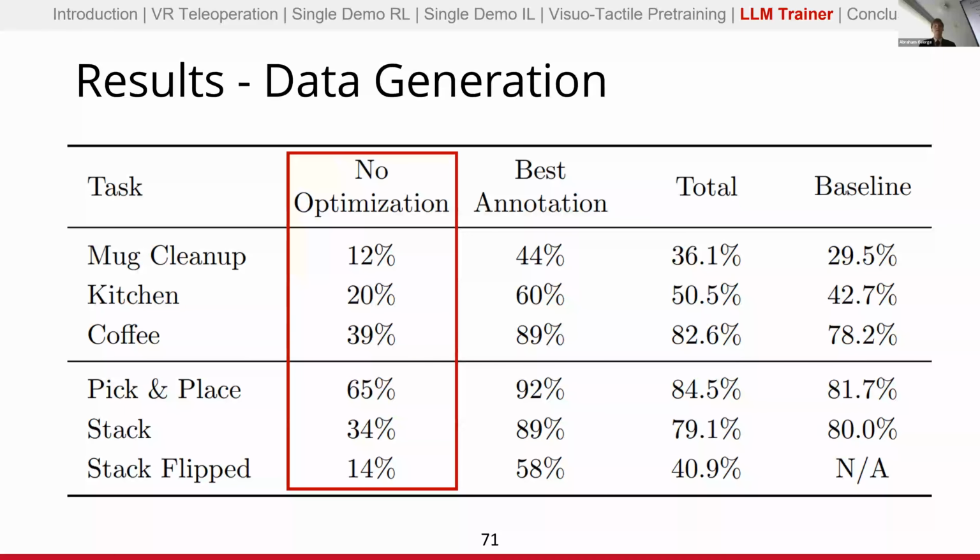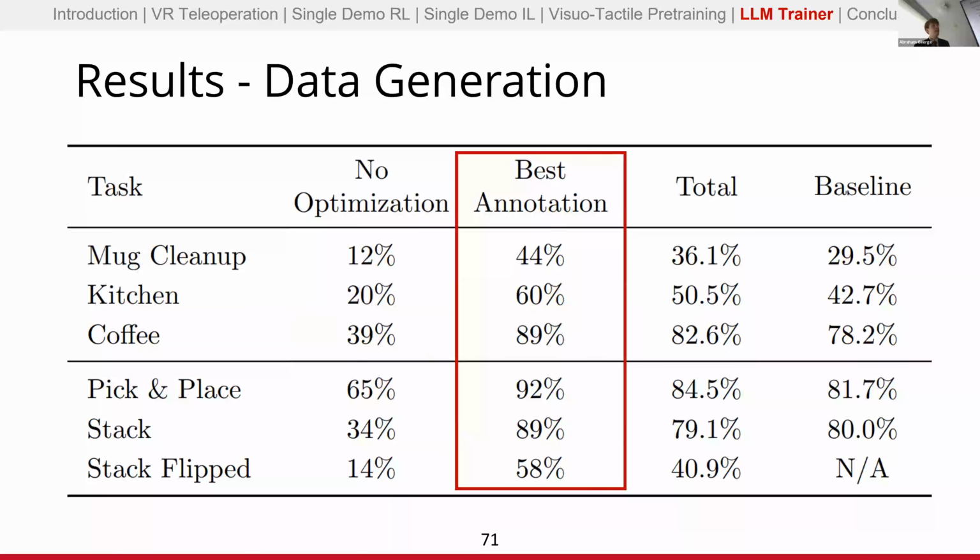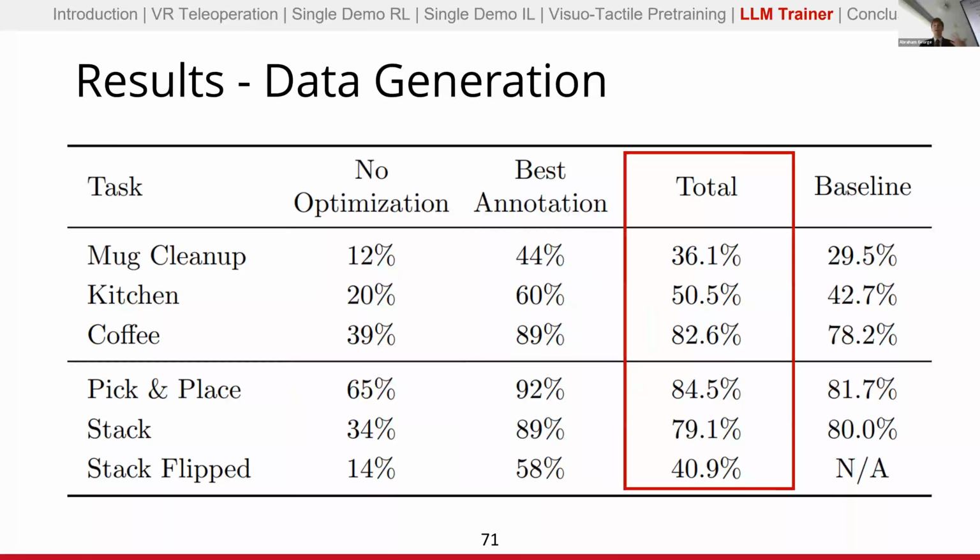So using our method without the annotation optimization, we get fairly poor success rates. However, once we've optimized our annotation, whenever we use an optimal annotation, we get significantly higher success rates, roughly 3 times the success rate of the non-optimized version. Whenever we amortize this cost of finding the best annotation across the full data generation cycle, we have average success rates shown here, which outperform baseline in almost every task.